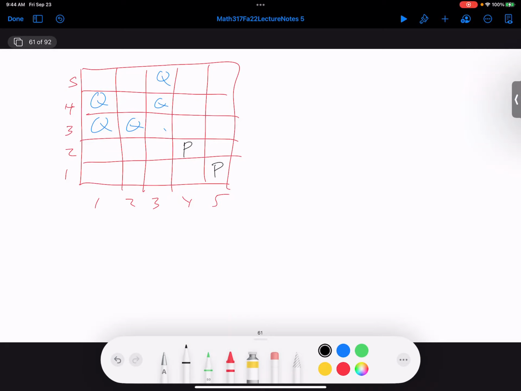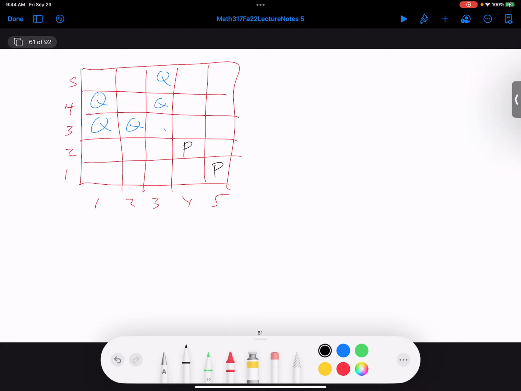N squared. That is a stupid upper bound, right? Why is n squared an upper bound? You only have n squared spots on the board. You clearly can't do better than n squared. Can you give me a lower bound? What's your lower bound? 0, right? You're not going to have a negative number of pawns.